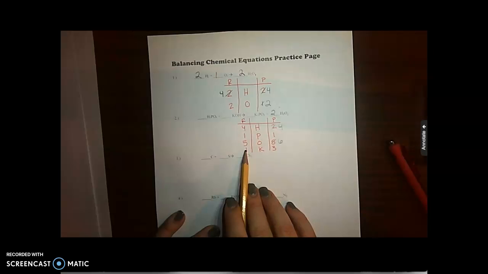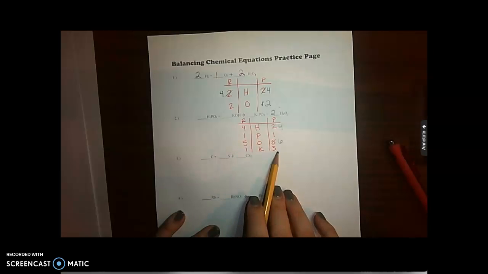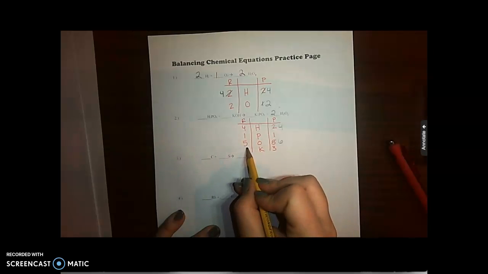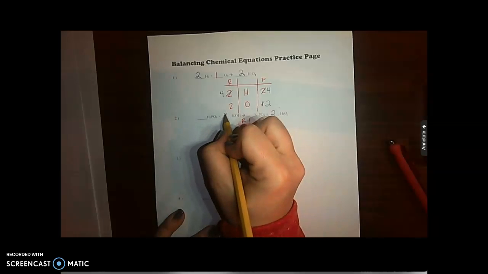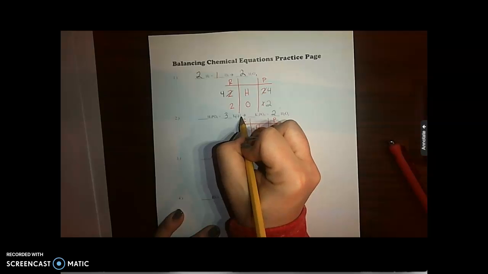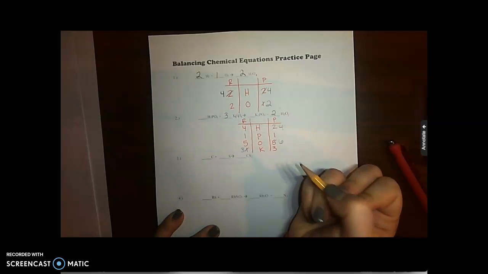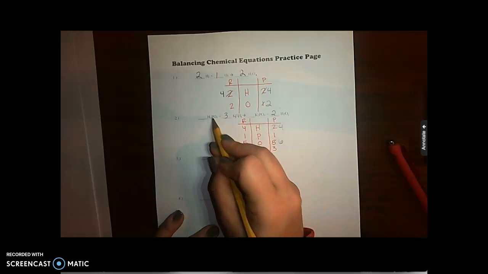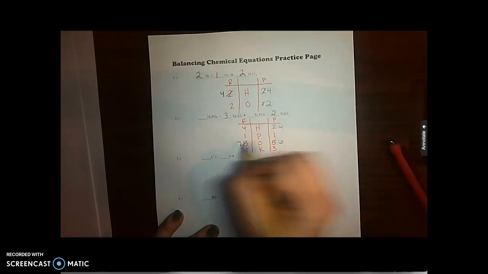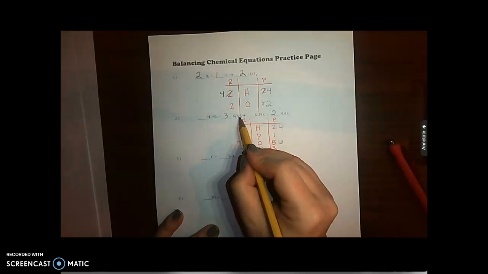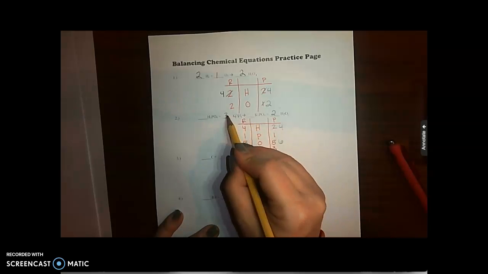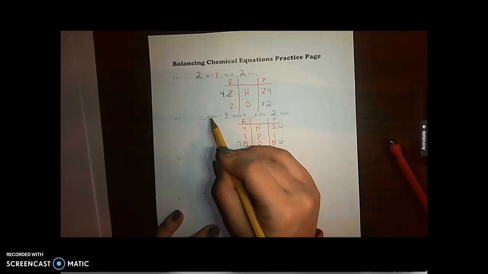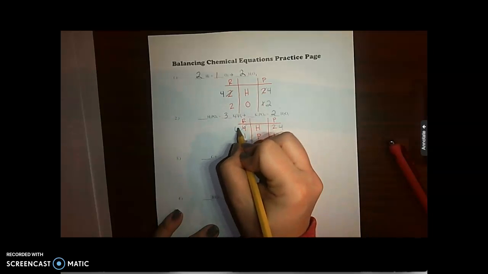So the lowest number that I can make both a 1 and a 3 would be 3. So in order to make this 1 a 3, I'm going to have to multiply it by 3. So 3 times the 1 subscript here is going to give me 3. It's going to multiply by this 1 oxygen to have 3 oxygens here, plus the 4 oxygens here to give me 7 oxygens. And it's also going to multiply this 1 hydrogen. So I'm going to have 3 hydrogens here, plus the 3 hydrogens here to get 6 hydrogens.